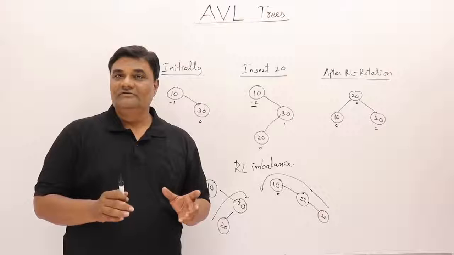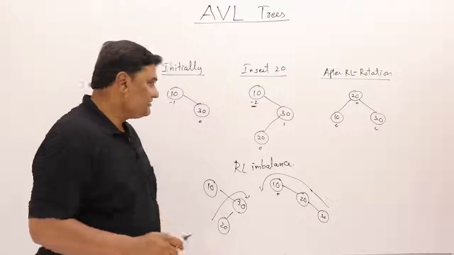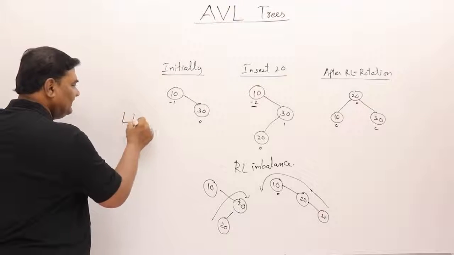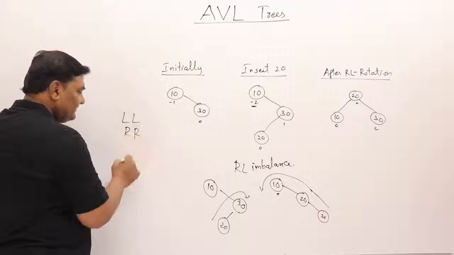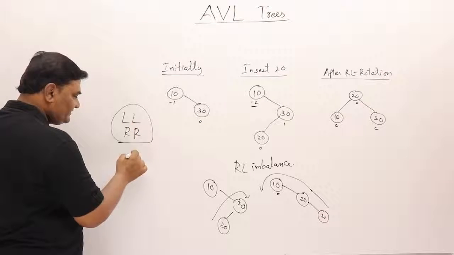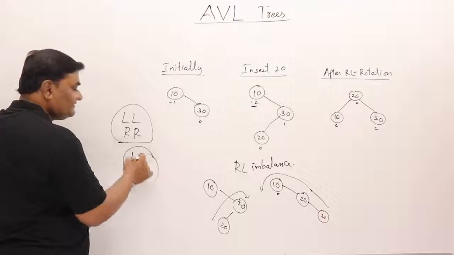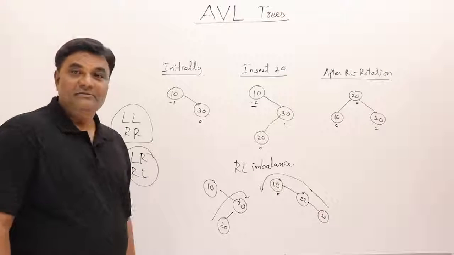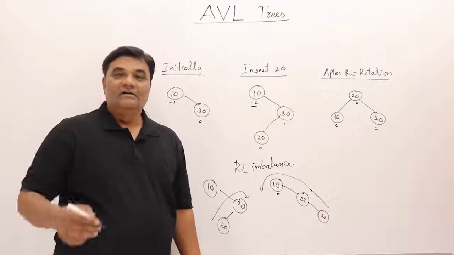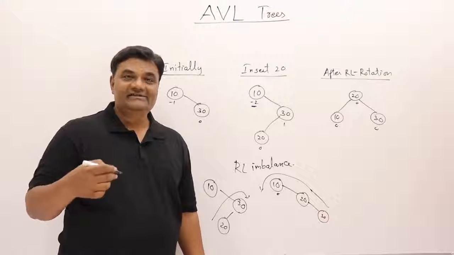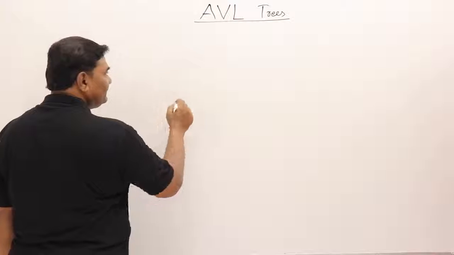So we have seen a total of 4 rotations, out of which LL and RR are similar. These are single rotations, and LR and RL are similar. These are double rotations. Now I am going to show you special cases in these rotations.